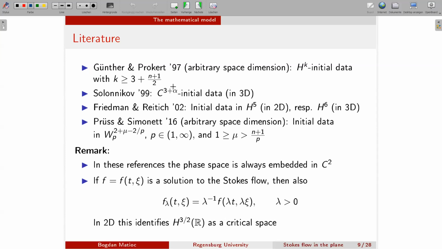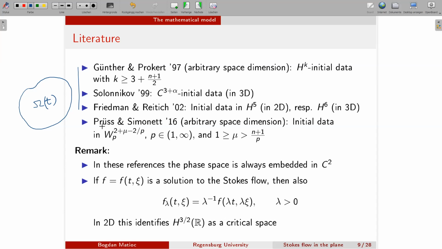2 years later, Solonnikov considered the problem for C^(3+alpha) initial data in 3D. And Friedman and Reitich have 2 papers in 2002, where they considered the problem in 2D for H5 initial data and in 3D for H6 initial data. So these first 3 references do not consider our setting. They consider a bounded geometry, omega t, and one phase. So one has omega t, a bounded fluid blob, and this is the geometry they consider.